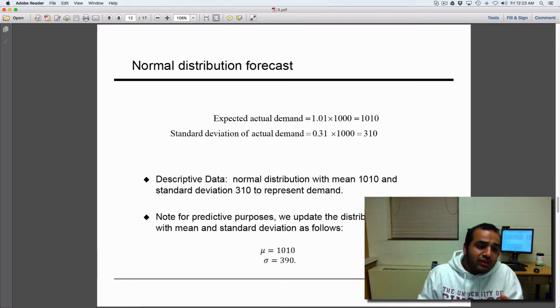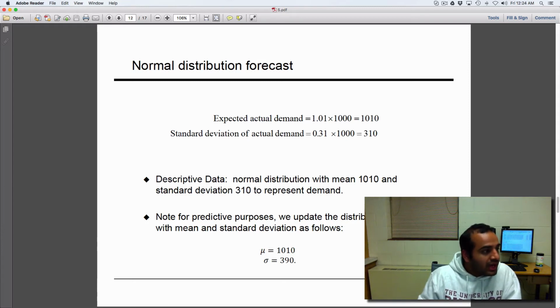We set the mean of the normal distribution to the following value. We calculate the expected AF ratio and multiply it by the forecast, and that's the mean of the normal distribution. For the standard deviation of the normal distribution, we calculate the standard deviation of the AF ratios and multiply it by the forecast. Let's look at an example.